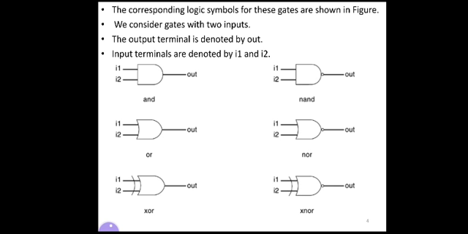So the corresponding logic symbols of these gates are shown in the figure. You are familiar with this. We consider gates with two inputs. We can have more than two input gates also, but only one output always. The output terminal is denoted by out and the input terminals for the two input gates are I1 and I2. The symbols are exactly the same as what you have studied in digital electronics. Symbols never change.